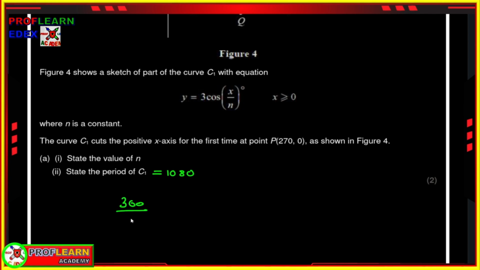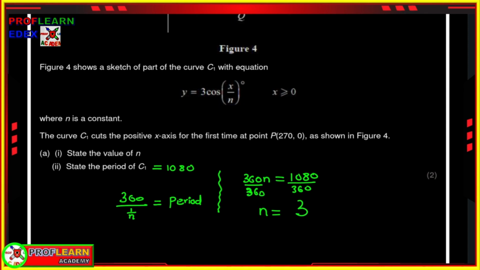And in order to find the period, remember we said it's 360 over the value of b, but our b is 1 over n in this case, and that is our period. But our period is 1080. So we can say this is going to translate to our value of n.